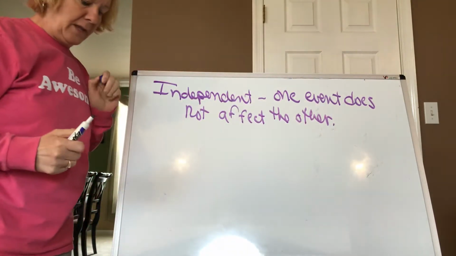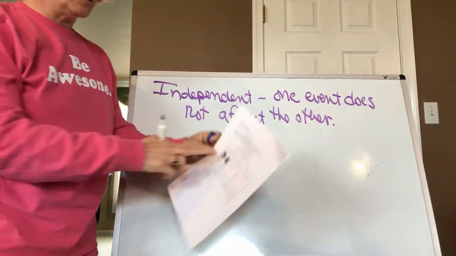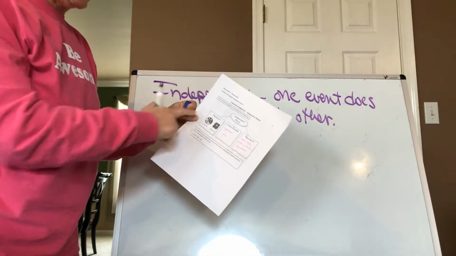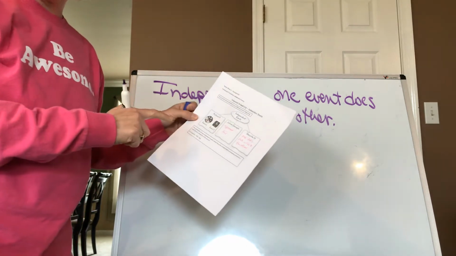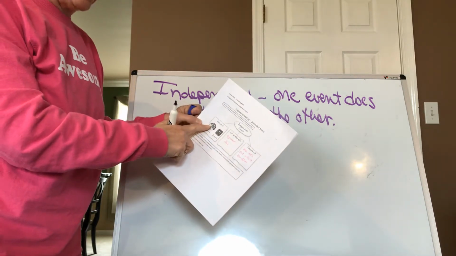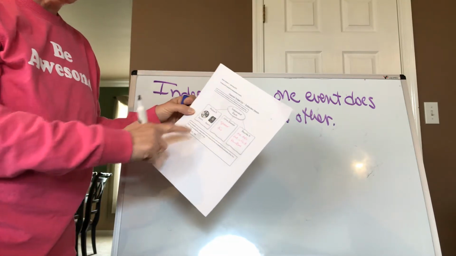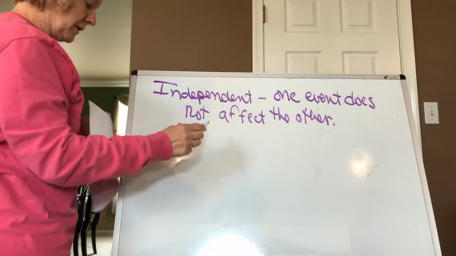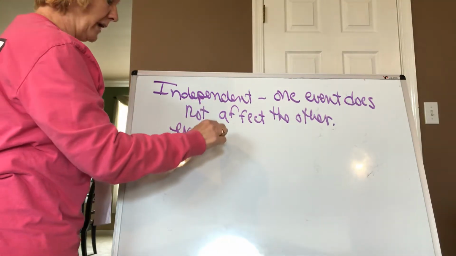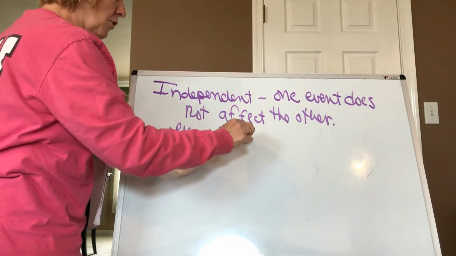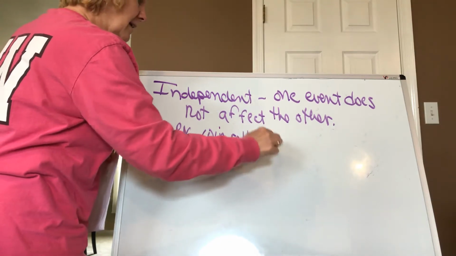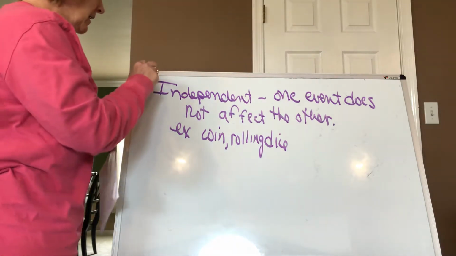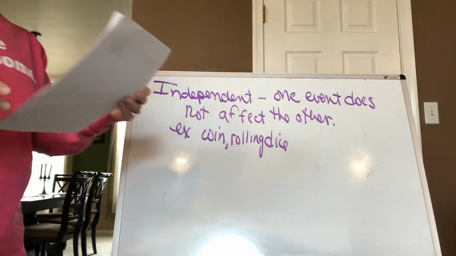For example, like in your notes, you've got a spinner and a dice. If you spin that spinner and then you roll that dice, what you get on the spinner will not affect what you get on the dice. Another example would be flipping a coin and rolling a dice. The description is this: one event does not affect the other.